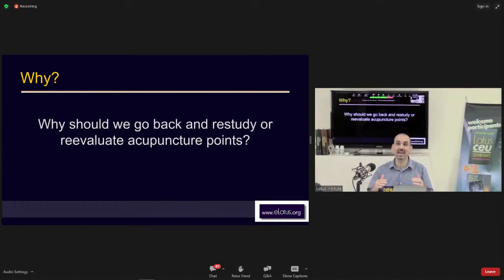So we don't have to memorize a protocol. When we understand the protocol, then we can utilize it effectively or change it, sometimes in small ways, sometimes in big ways, that makes it more relevant for our patients in the clinic.